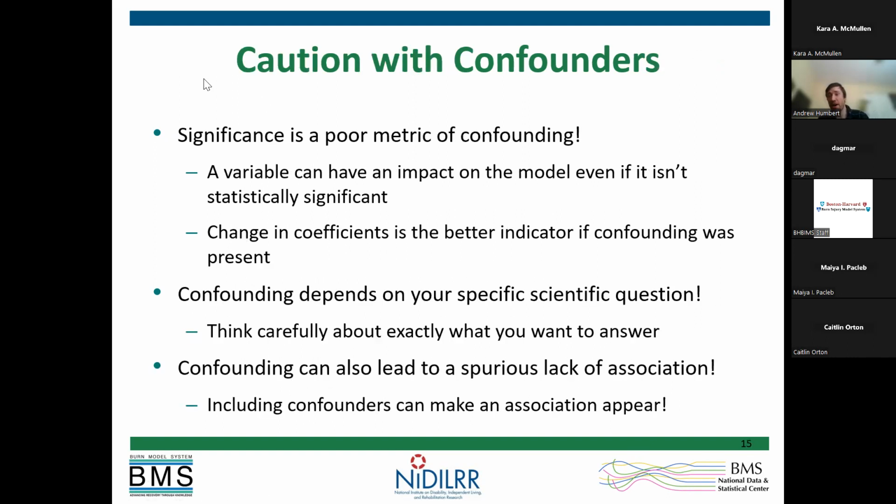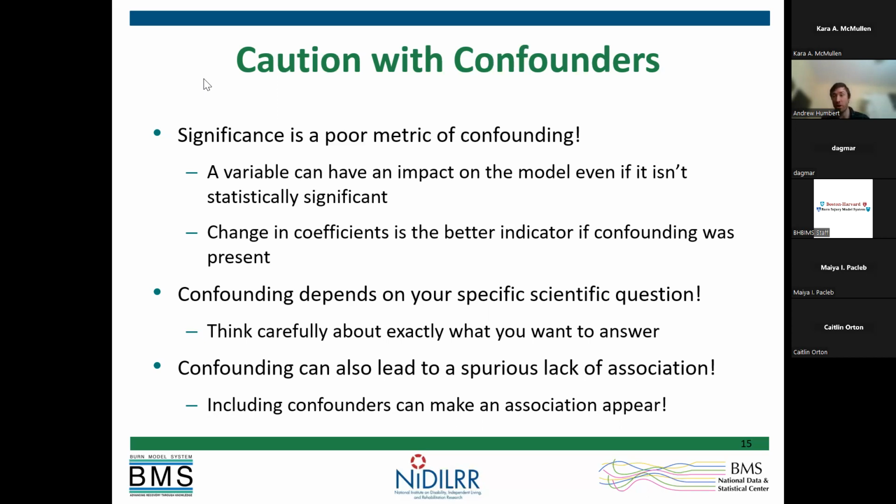Just a few things of caution with confounders, or maybe misconceptions or ways they're potentially misused. But one is that the significance in a model is really a poor metric of confounding. So a confounder can have a very notable impact on a model, even if that variable isn't statistically significant, right? We're not really trying to assess, is this variable significantly associated with our outcome? We're trying to correct for the bias this variable introduces, and that statistical significance, while it's a good indicator of if it's related to the outcome, it's not a good indicator of the bias it may be introducing if we do or do not include it in our model.